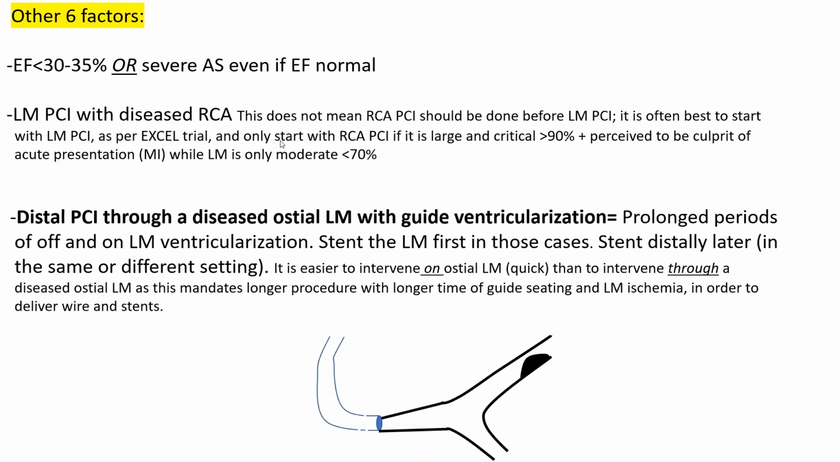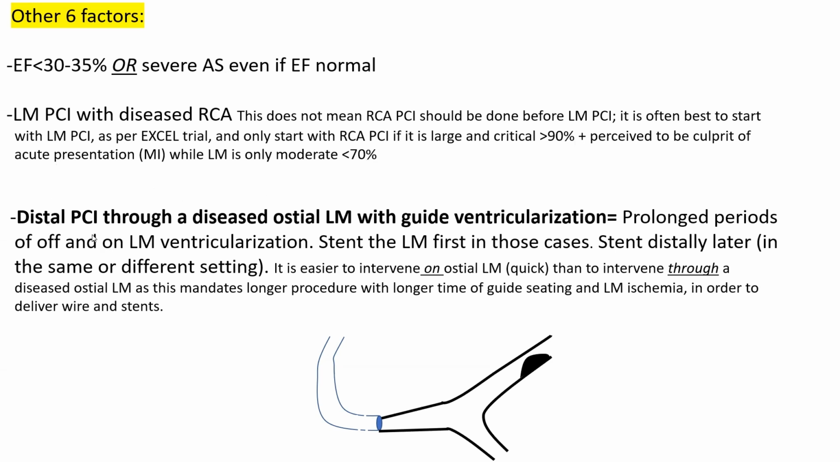They only recommended starting with RCA PCI, and that's what I do, if that RCA is large and critical, super dominant, with disease over 90%, and it's perceived to be the culprit of an acute presentation such as MI, while the left main is relatively moderate compared to that RCA. This is the only time where I would start with the RCA PCI. Nonetheless, you start with the left main, but that will be associated with an increased risk.